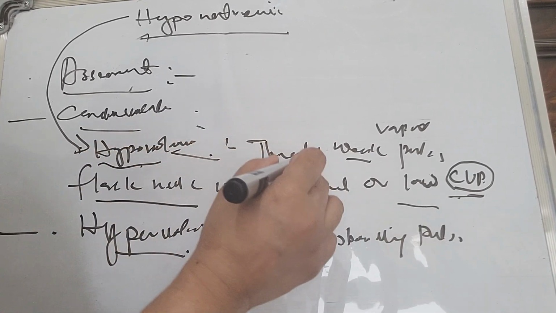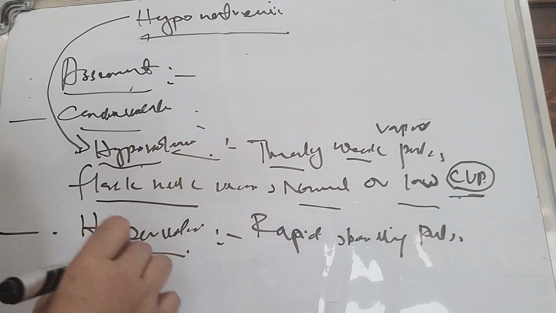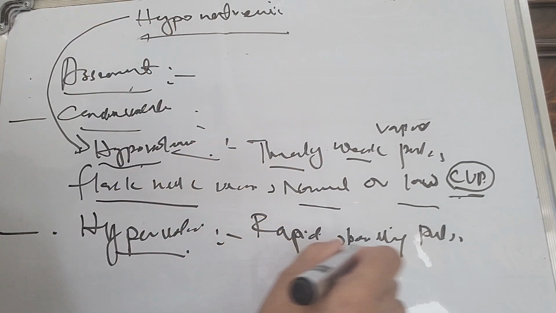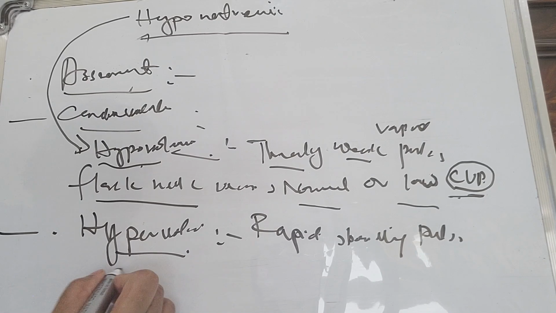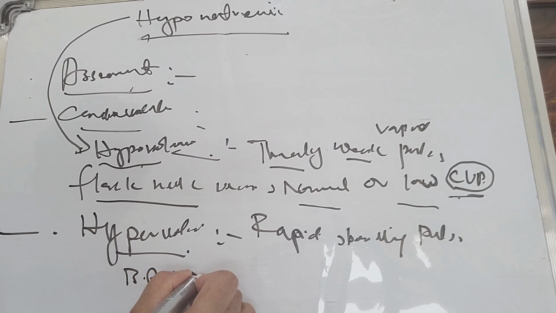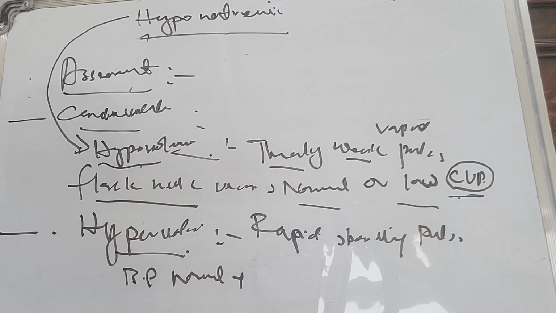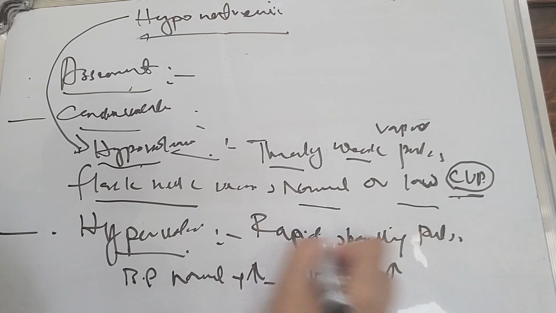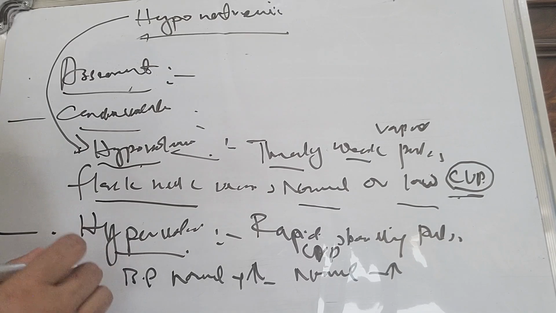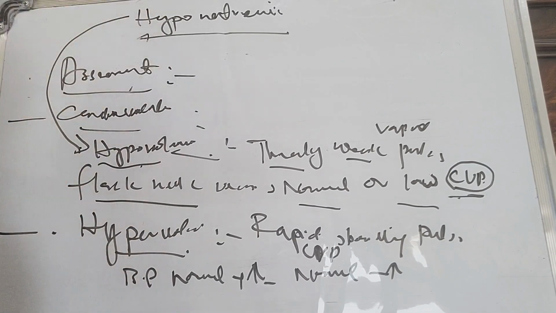In hypovolemia, thready, weak, rapid pulse, but in hypervolemia, rapid bounding pulse. Blood pressure may be normal or elevated. The central venous pressure, CVP, may be normal or elevated if hypervolemia is the cause of hyponatremia.